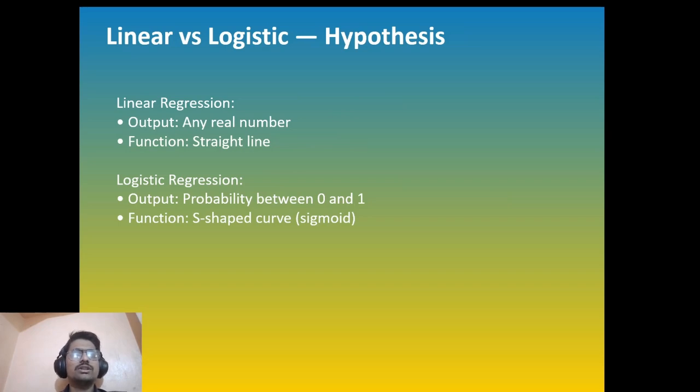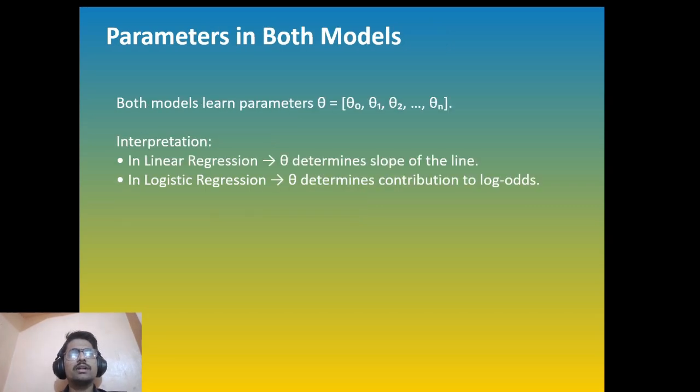Linear versus logistic hypothesis. So linear regression outputs any real number, the function is a straight line. Logistic regression outputs a probability between 0 and 1, the function is an S-shaped curve, the sigmoid. Parameters in both models: both models learn parameters, and theta is equal to theta 0, theta 1, theta 2, up to theta n. Interpretation: in linear regression, theta determines the slope of the line. In logistic regression, theta determines its contribution to the log odds.